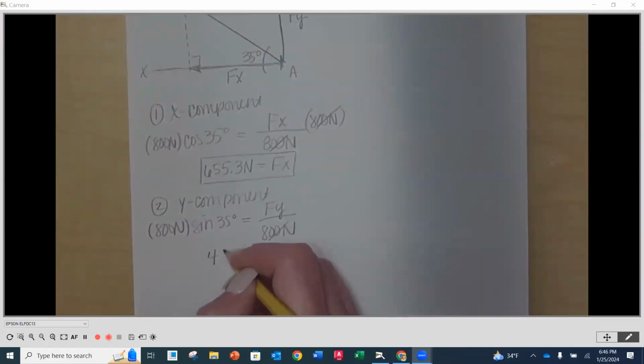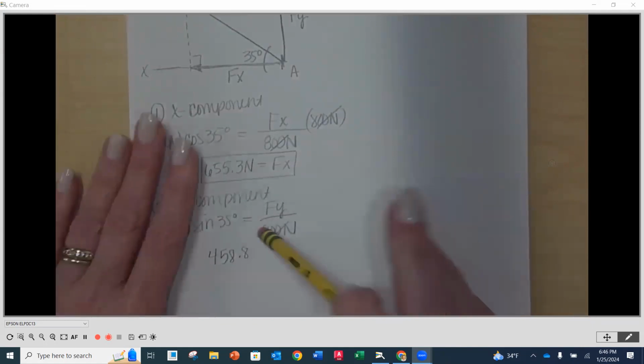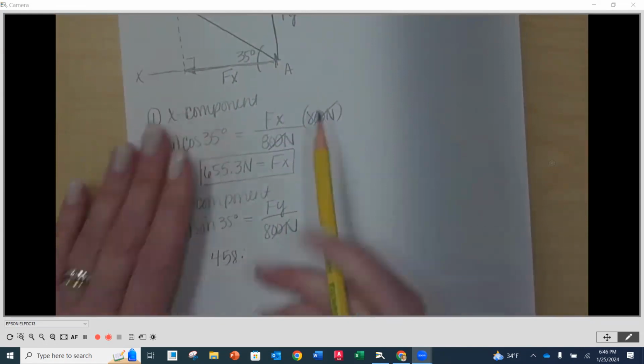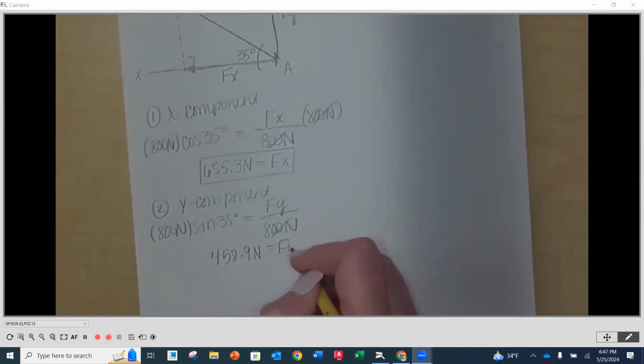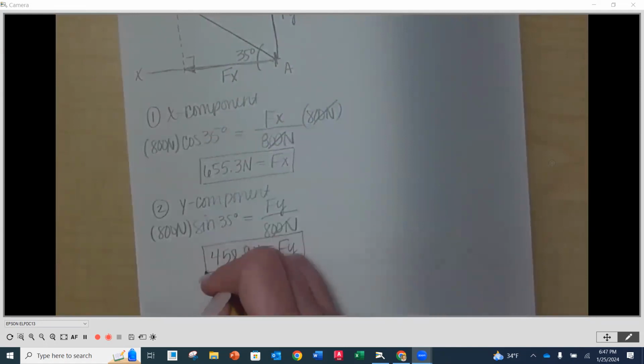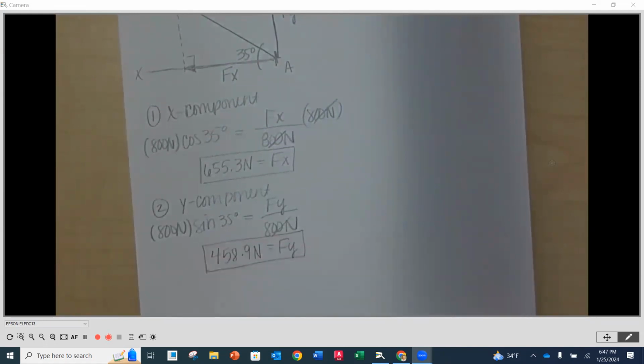It's going to be 458.9 newtons is equal to Fy. Notice again, units in all phases of the problem so that when you show your final units, you can see that the newtons are left over.